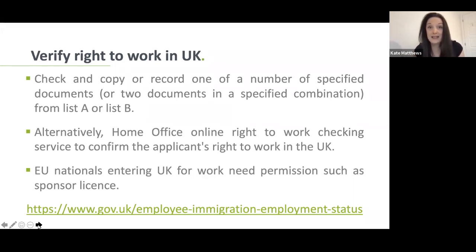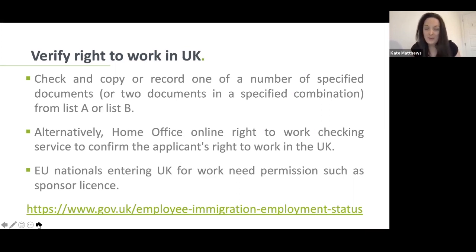And the penalties for employing somebody who doesn't have the right to work in the UK are quite severe. They're very heavy fines. You can also be liable to prosecution in very serious cases, or you could even have a illegal working closure notice placed on your business.